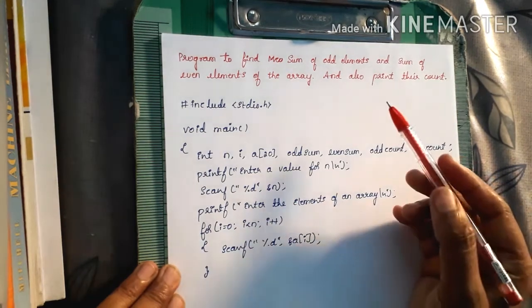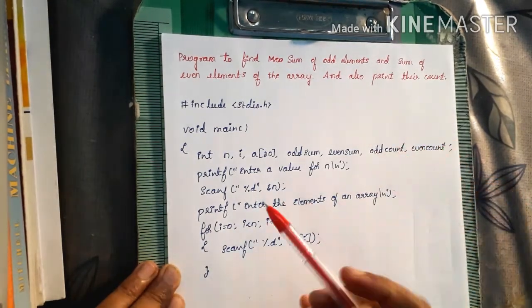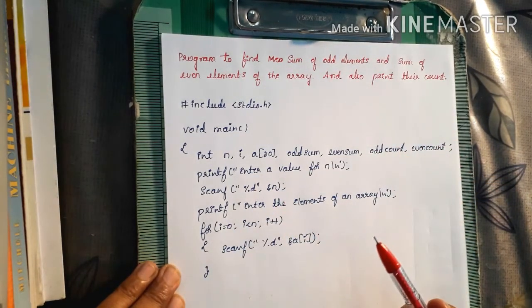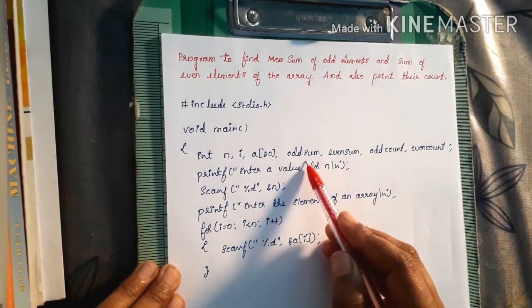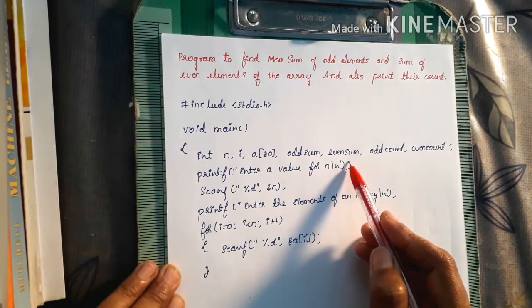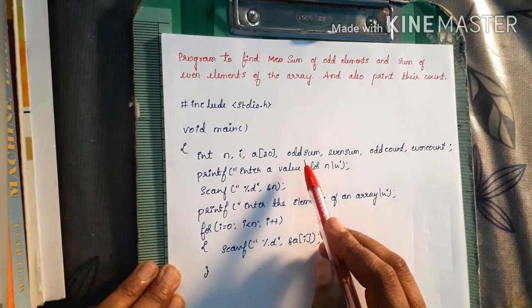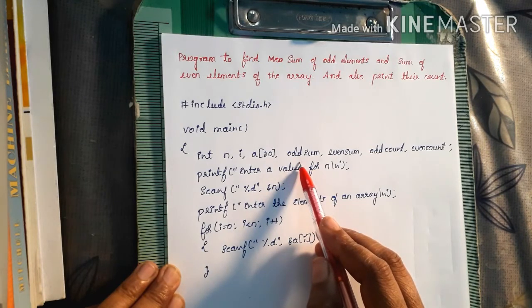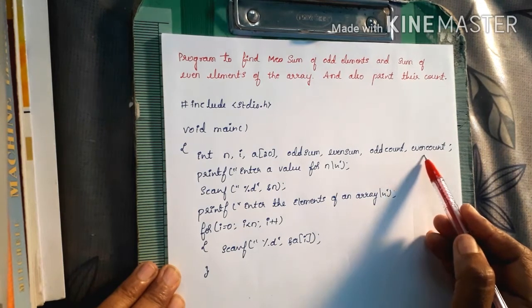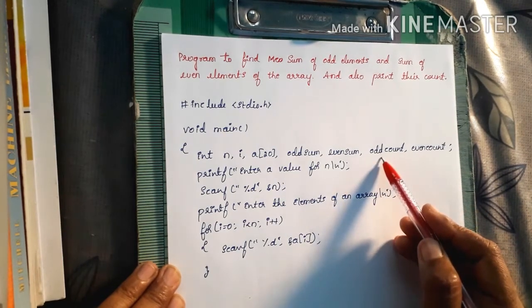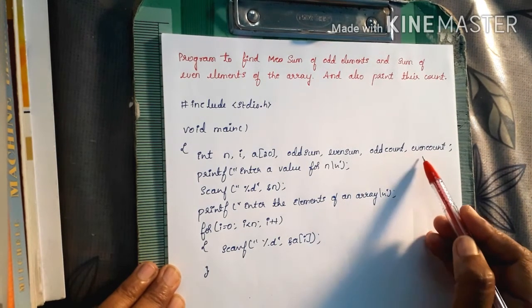In this case, first input a value for n, then input n elements to the array. Next, take the variables even sum and odd sum. The even sum variable is used to store the sum of even numbers and the odd sum variable is used to store the sum of odd numbers. Next, take two more variables, odd count and even count. The odd count variable stores the count of odd numbers, and the even count variable stores the count of even numbers.